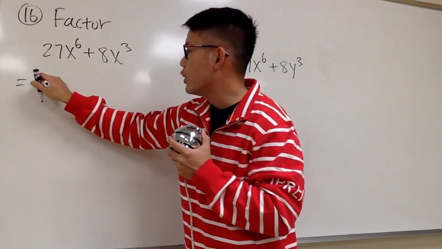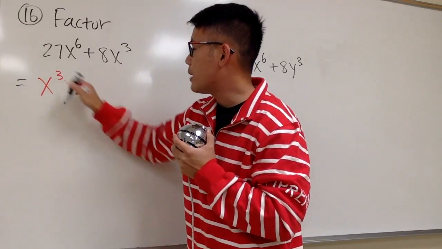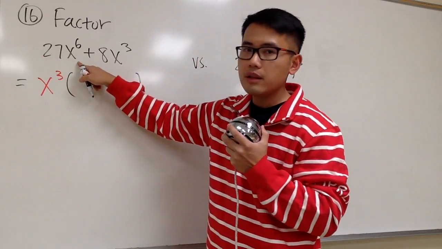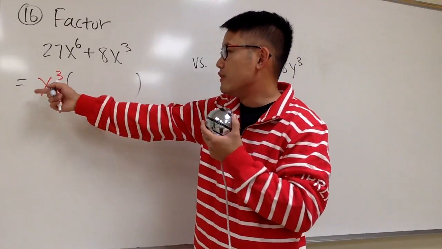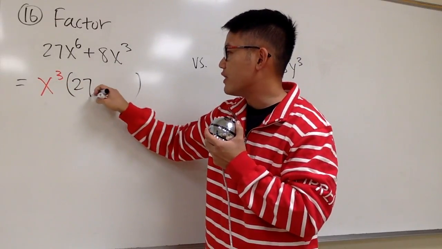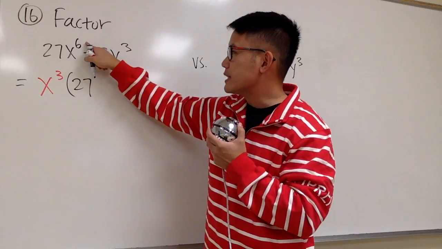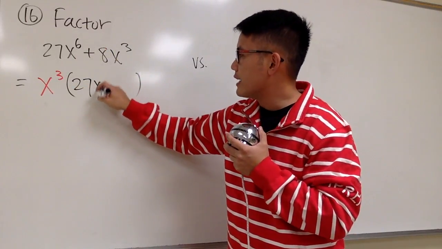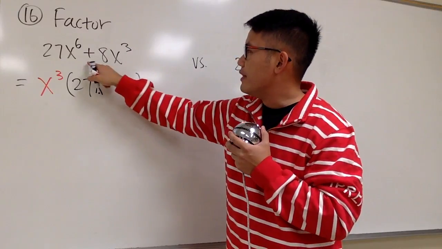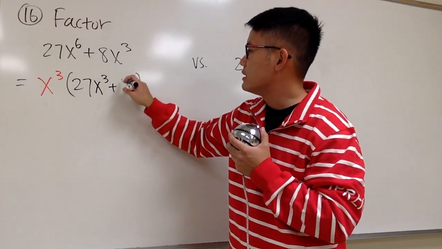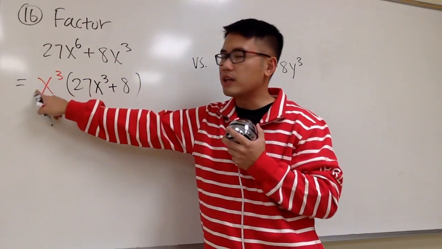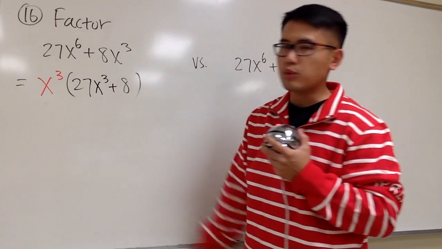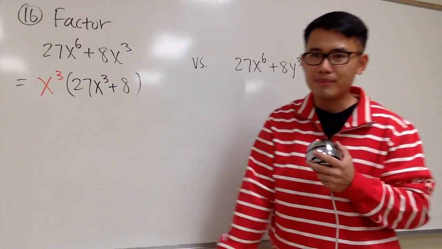So the first step is we will factor out x to the third power, and then you see, originally for the first one, we have 27. Well, we didn't factor out any number, so it's still 27. But this was x to the sixth power. We took out 3 of them, so now this becomes x to the third power. And then this is just plus 8 because we didn't factor out any number, and x to the third power is out already. So this is what we have. That's the very first step.